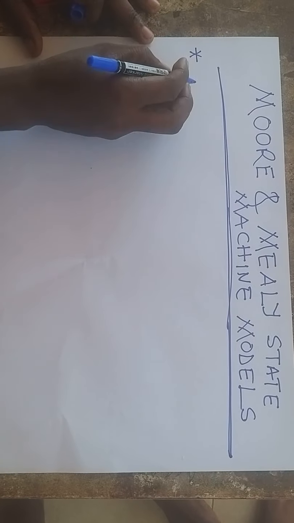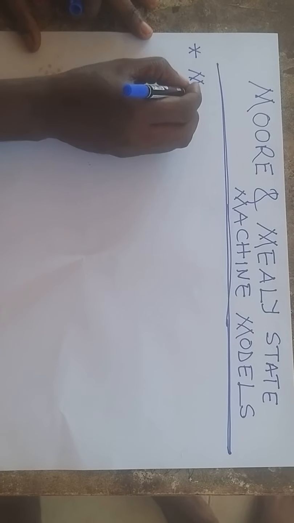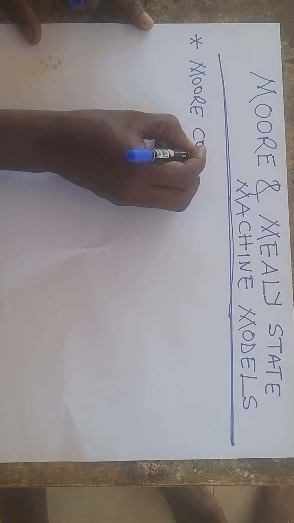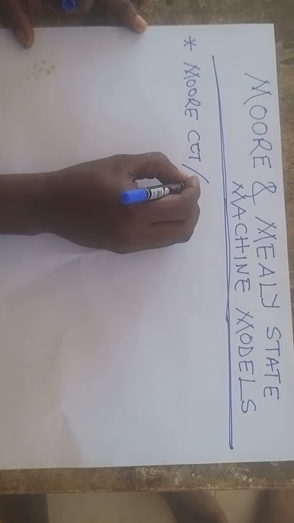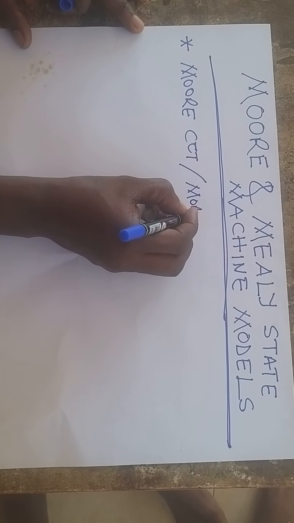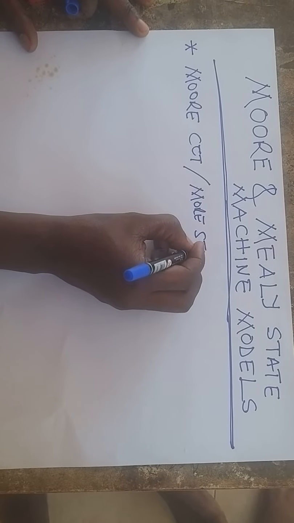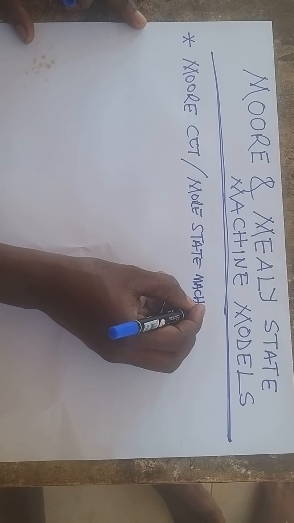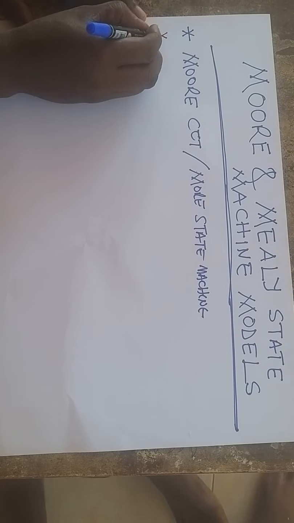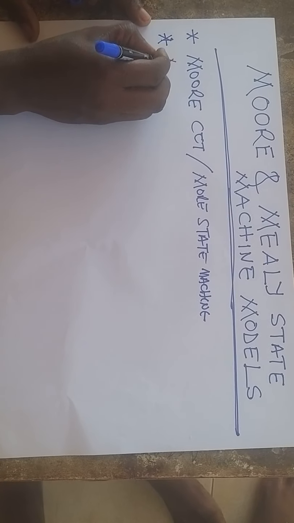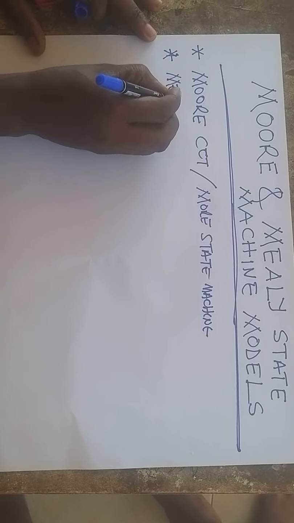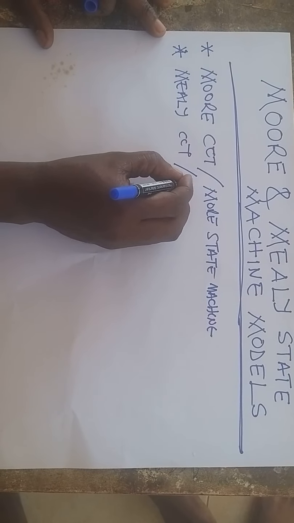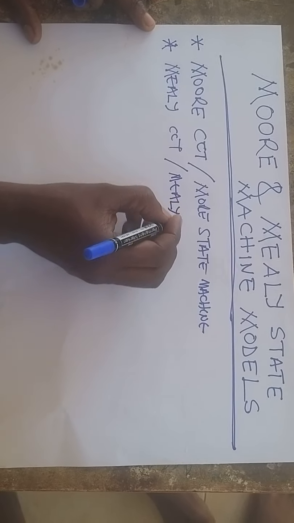Okay. So we have two types of models that we use. The first one is the Moore model. Okay, so the Moore circuit, which we normally call Moore state machine. Okay, and then we have the Mealy circuit, which we also call the Mealy state machine.